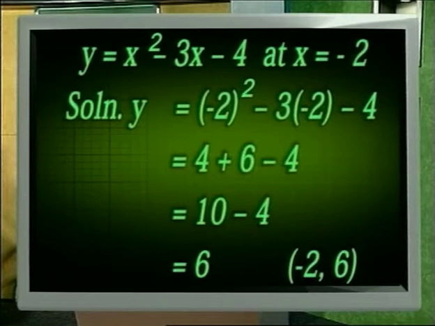Minus 2 square gives you 4, minus 3 into minus 2 gives you 6 minus 4. 6 plus 4 gives you 10 minus 4, answer is 6. So we get a point minus 2, 6.